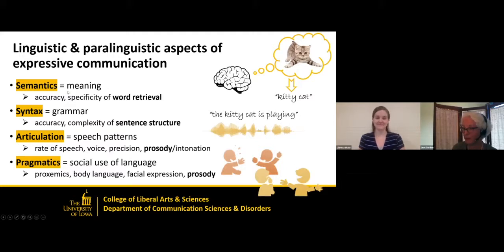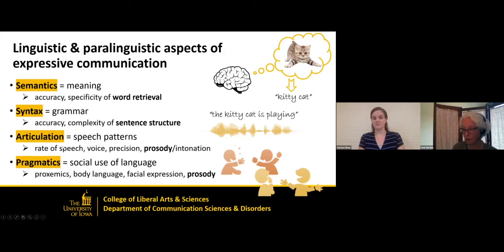So that's semantics. Syntax refers to grammar. How do we structure our sentences to convey a certain meaning? And again, in English at least, there's lots of options for how we might structure a sentence and vary the complexity and use our grammar to highlight certain words or certain parts of the sentence.